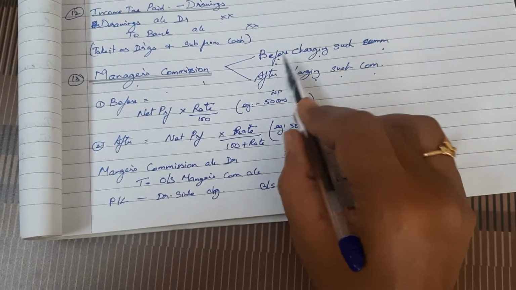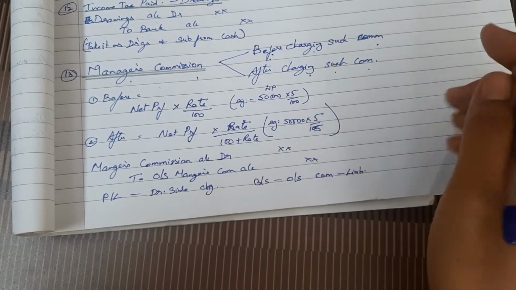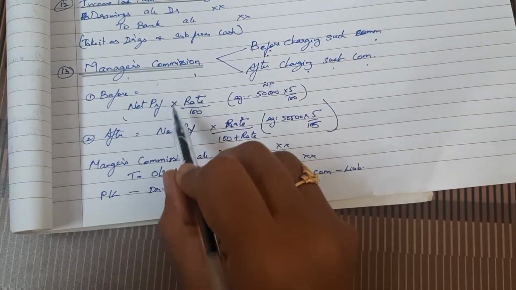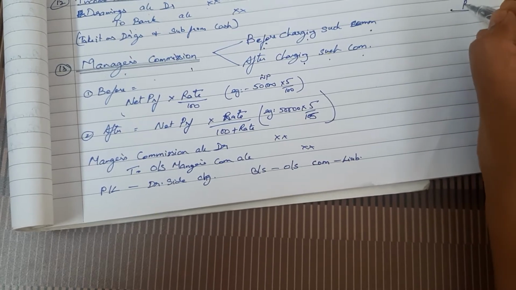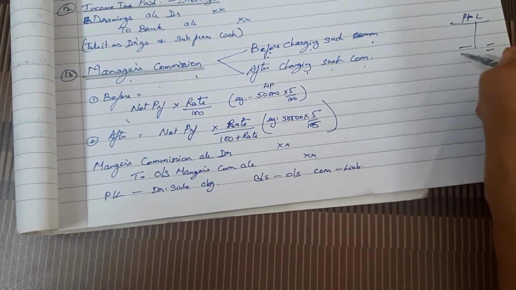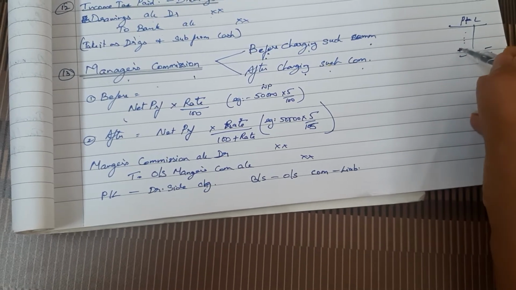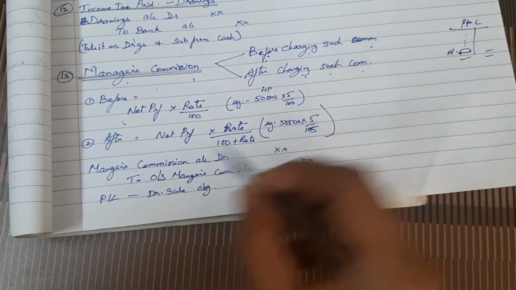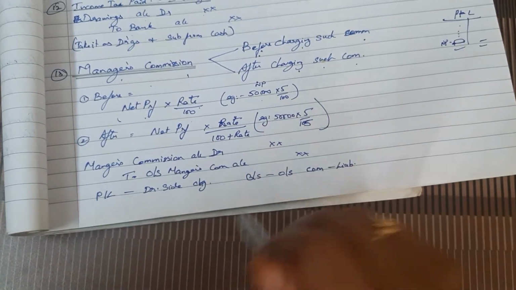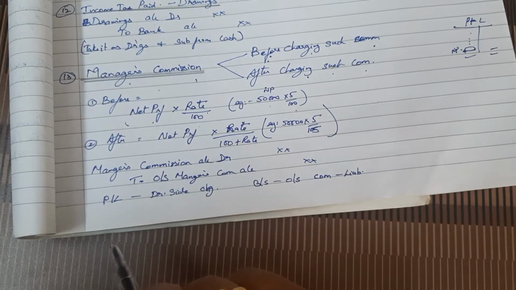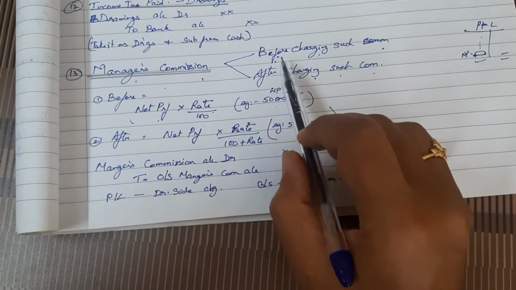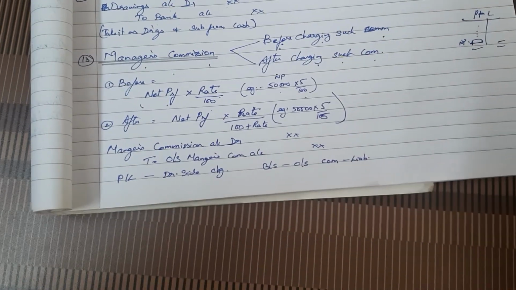Okay, so if the phrase 'before charging such commission' is there, it's very simple. Directly net profit you will find out. So what you will do, P&L account you will prepare. P&L account you will total all the sides, then you will subtract all the expenses and you will find out net profit. So that net profit, direct percentage you can apply. Imagine net profit is 50,000, then directly applying 5% you can find out managerial commission. That is before charging such commission, we will take.